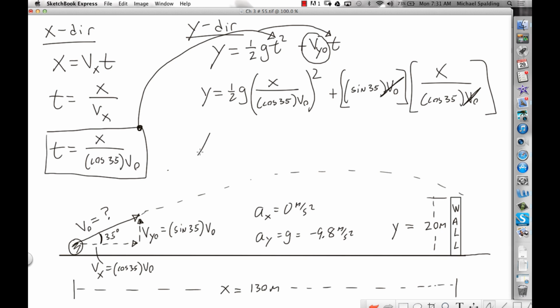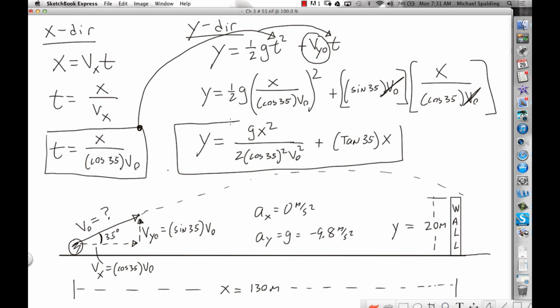So I'm going to rewrite this again. Cleaning this up, we're going to get y equals g x squared over 2 cosine 35 squared V initial squared plus tangent 35 x. All right, now looking at this equation right here, the only thing that we don't have is V initial.